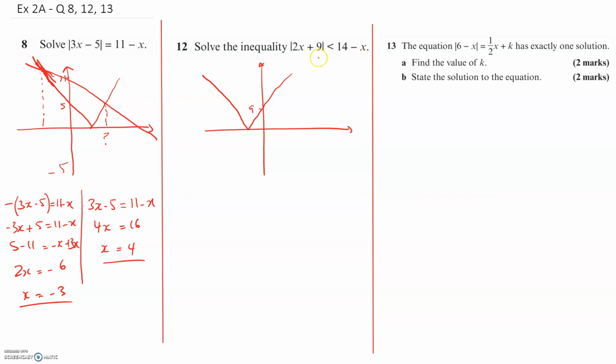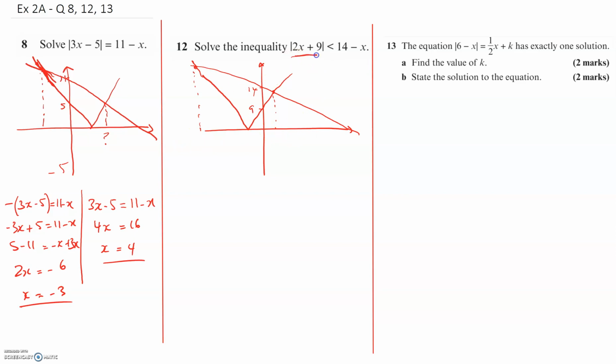If I sketch 14 minus x, that's going to come up at 14. It's going to have a gradient of minus 1, so a bit less steep than the other graph. So it will cross at this point here. It's also going to cross at this point here. So those would be our two solutions to the equation, but this is an inequality.